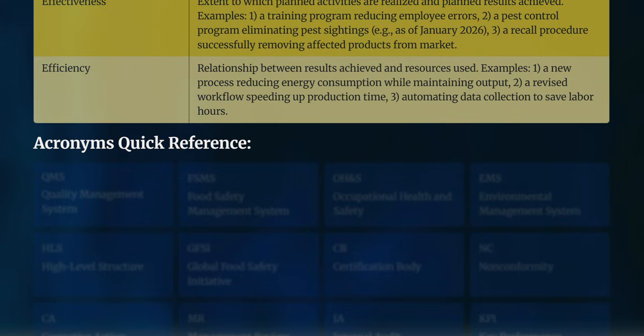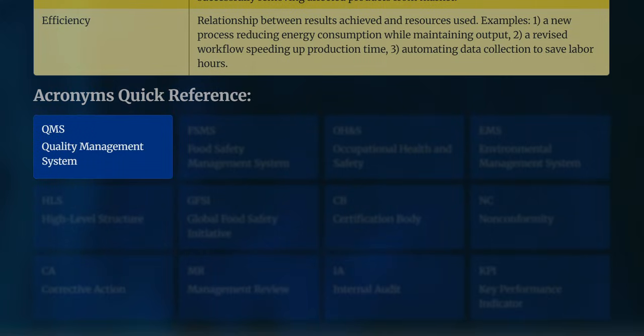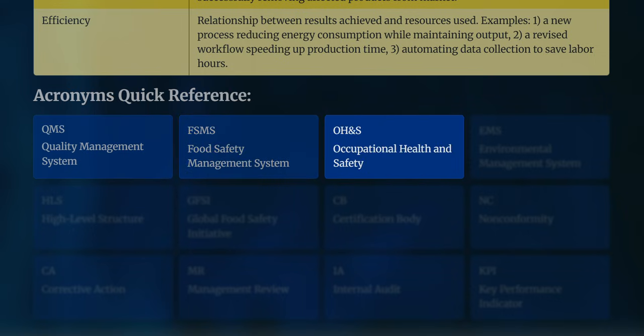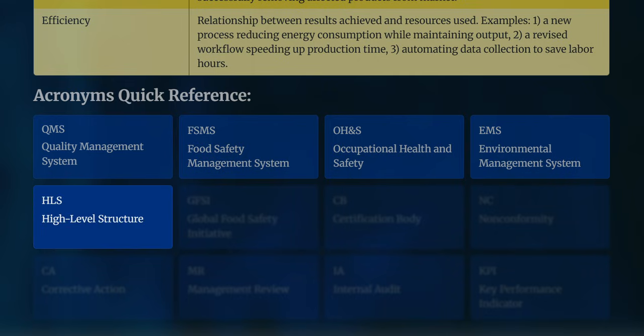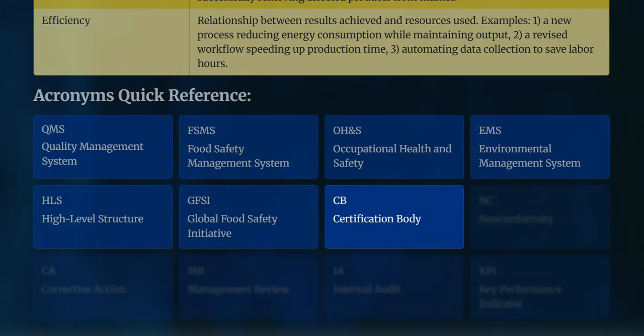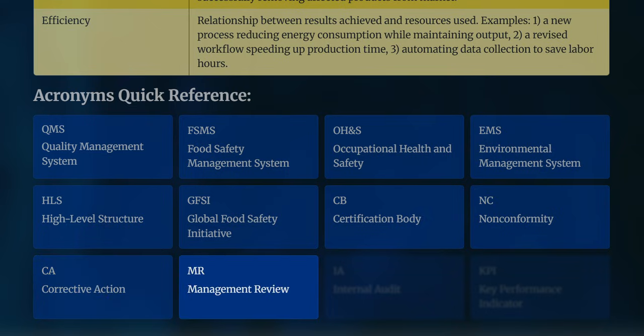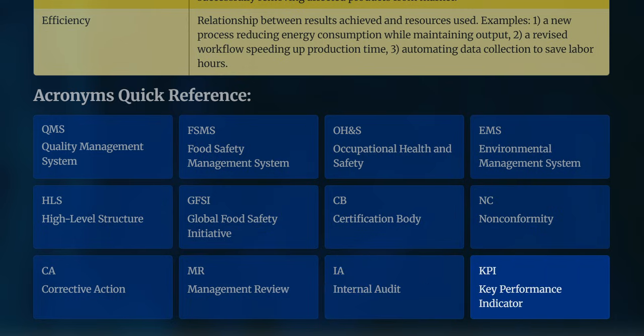Those are the terms that you will hear throughout the course and you will find throughout the standards. Now, here is a quick reference for the acronyms that we will also be using. QMS means Quality Management System. FSMS means Food Safety Management System. OH&S means Occupational Health and Safety. EMS means Environmental Management System. HL means high level, HLS means high level structure. GFSI means Global Food Safety Initiative. CB means certification body. NC means nonconformity. CA means corrective action. MR means management review. IA means internal audit. And KPI means key performance indicators.